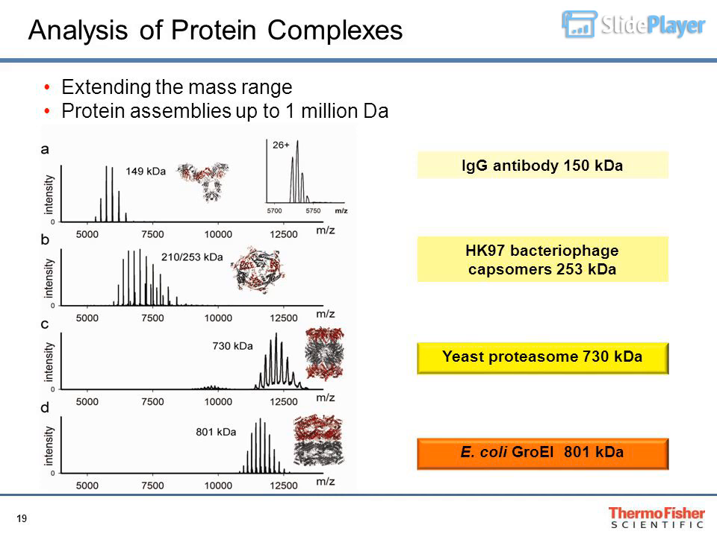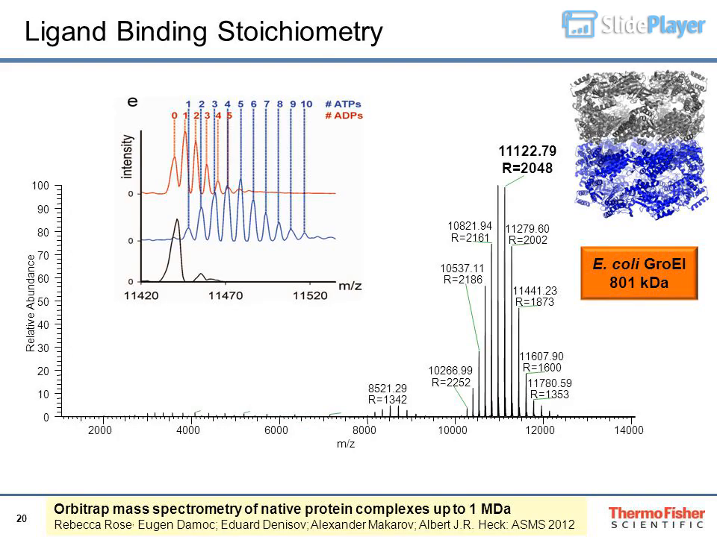Analysis of protein complexes. Extending the mass range. Protein assemblies up to 1 million Da. Ig antibody, 150 kDa. HK97 bacteriophage capsomers, 253 kDa. Yeast proteasome, 730 kDa. E. coli GroEL, 801 kDa, ligand binding stoichiometry.